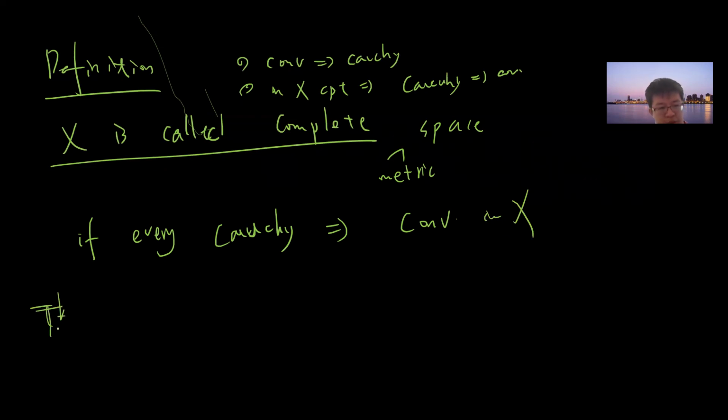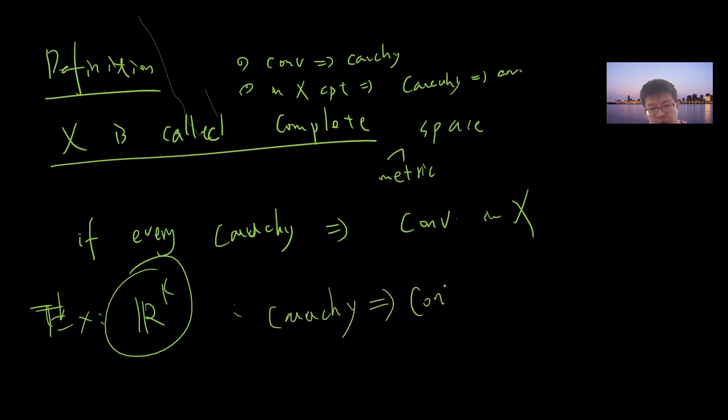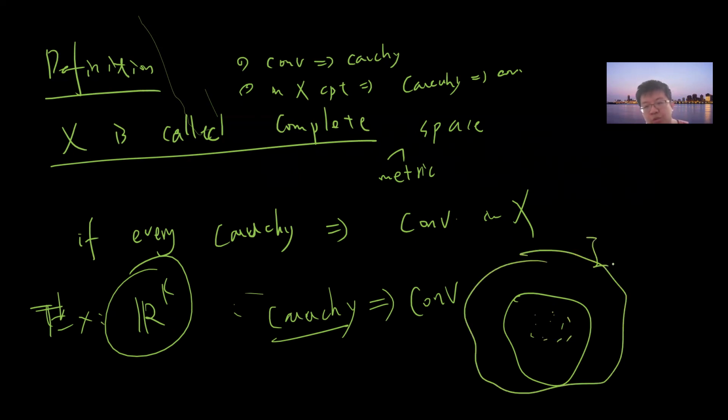An example is the usual Euclidean space R^k. The Euclidean space is not compact, but in this case Cauchy still implies convergence. The reason is that in Euclidean space, if you have a Cauchy sequence, you can still find a compact set that covers it. Somehow a Cauchy sequence cannot blow up, because its diameter will shrink up to some point.